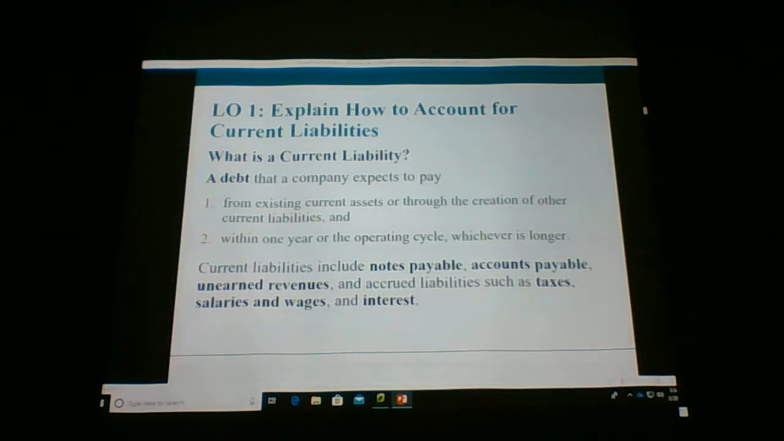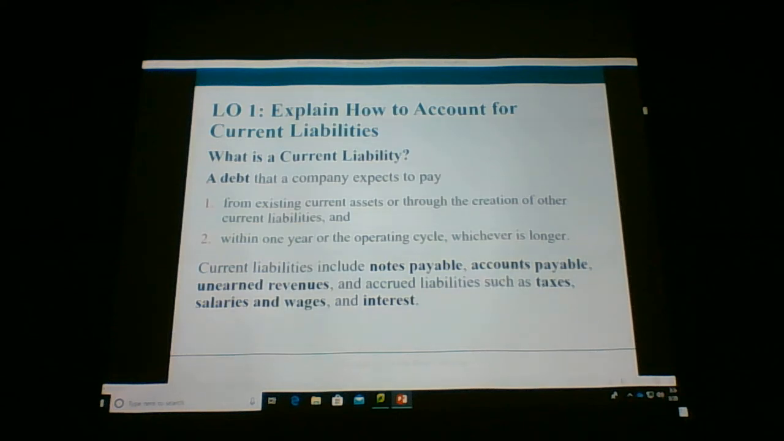And then again, we're going to focus on liabilities that are going to become due within 1 year. In fact, most of the liabilities, the obligations that we're going to look at are going to come due in much less than 1 year. Okay, and we have some examples here at the bottom. We're going to go over some of these. We won't have time to go over everything, however.